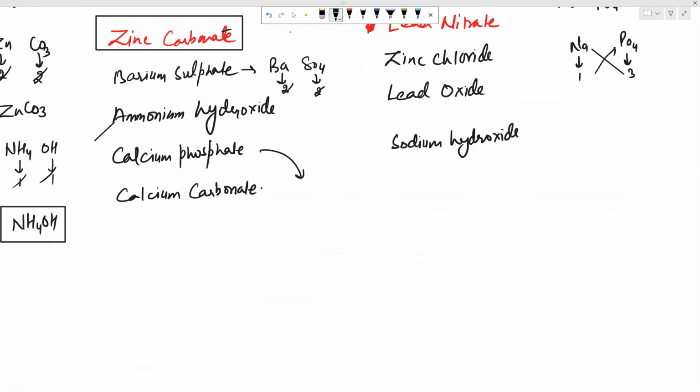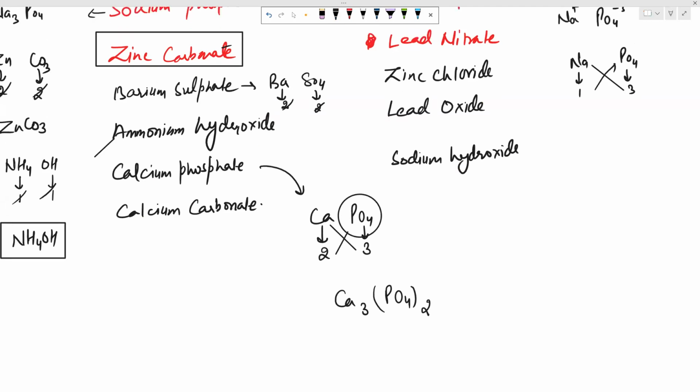The next one is calcium phosphate. Calcium is 2 and phosphate, PO4, is 3. You cross multiply, so you will get Ca3, and then this is a polyatomic ion. It has more than one atom, phosphorus and oxygen. So you have to write this in brackets: PO4 whole twice. Okay, this is calcium phosphate.